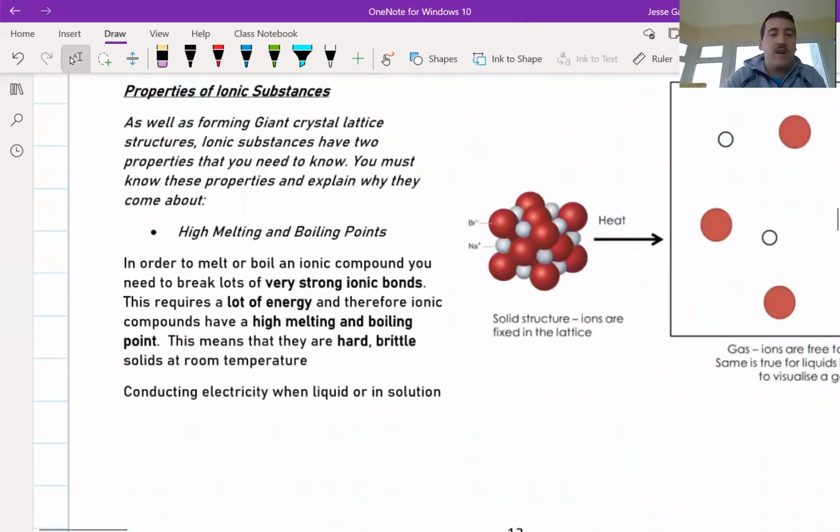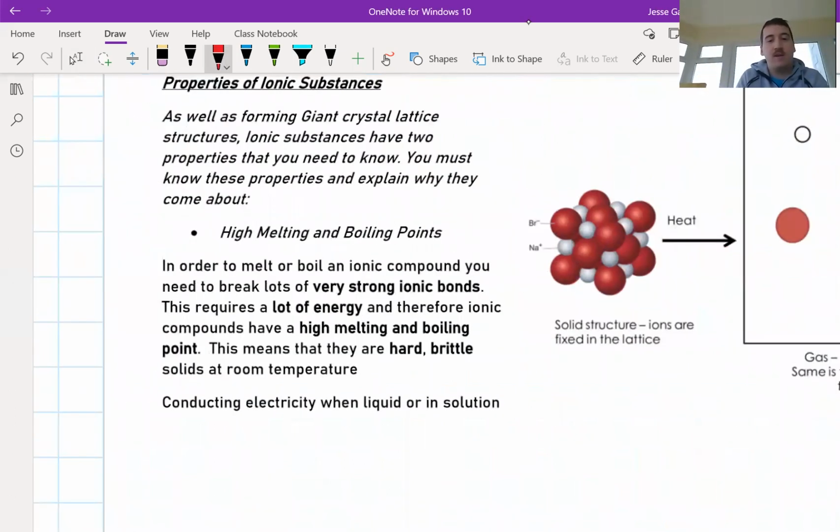So what we're going to do is flick over here and read a little bit. This here is what we need to know: ionic substances have high melting points and high boiling points. So definitely make a note of that somewhere in your dictionary. Pause the video, do that now. All right, let's look at the explanation. I have explained it already, but we're just going to recap it.